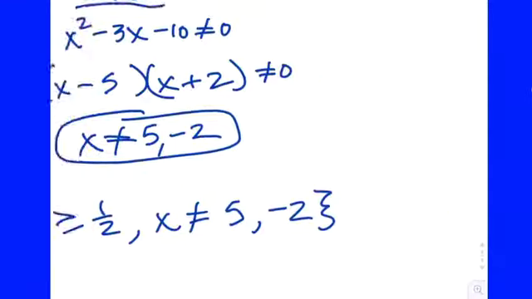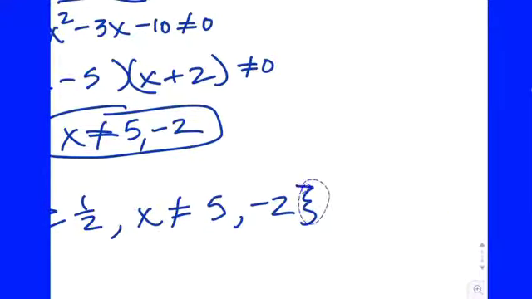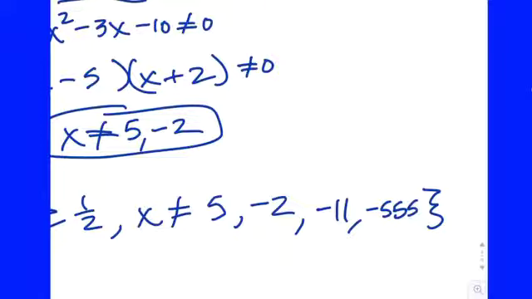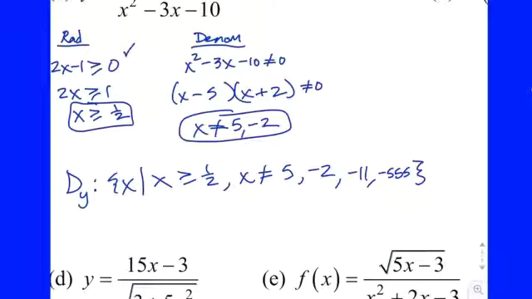I'm not going to count it wrong, but by that same token, if you just hate some more numbers, like, don't use negative 11 and negative 555, man, that one irks me. Don't use that one either. You can go on and on and on, right? Those are already excluded by the greater than 1/2. So if this were a test question and it was multiple choice, I would not have that there, okay? I would only exclude the one that falls in the interval, okay? We do have to step over it.